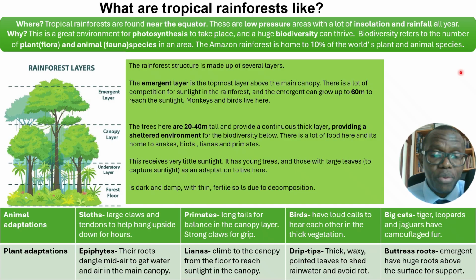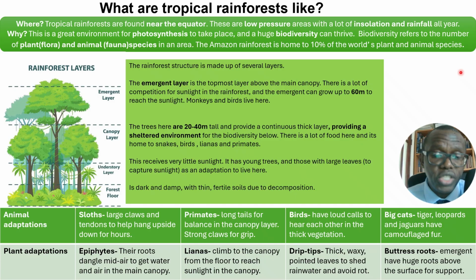Then we have the primates. Now the primates, their adaptation is that they have very long tails, and these tails help them to balance in the canopy layer. And they also have very strong claws for grip, to be able to grip on the trees as they move from one tree to the other, because we know they like to hang on the trees and to jump from one tree to the other.